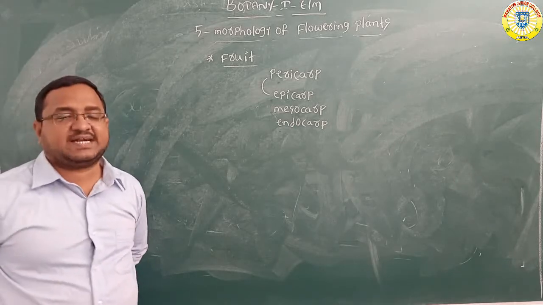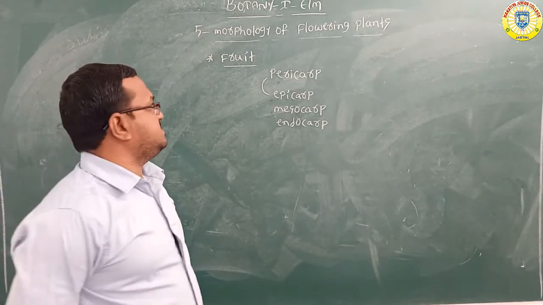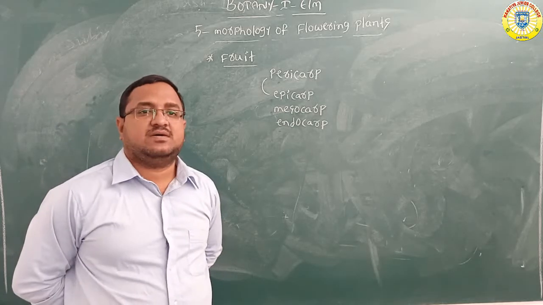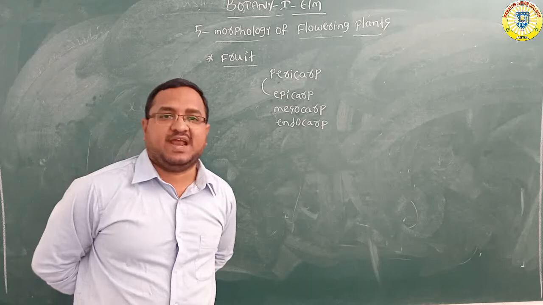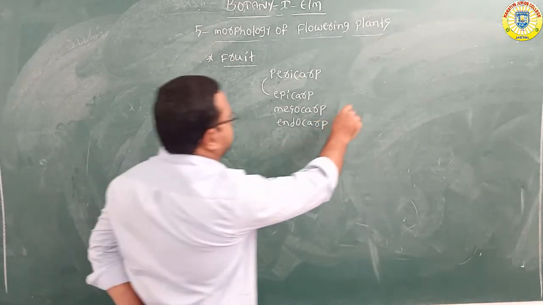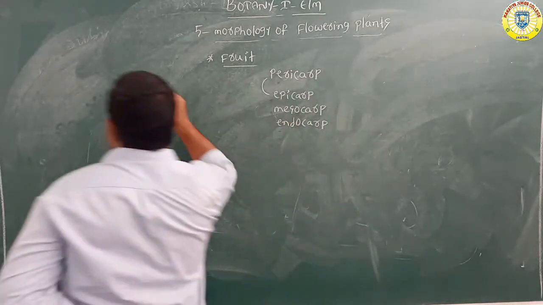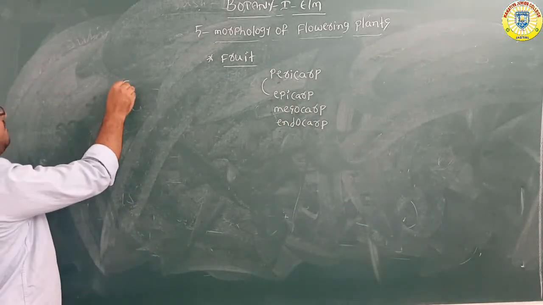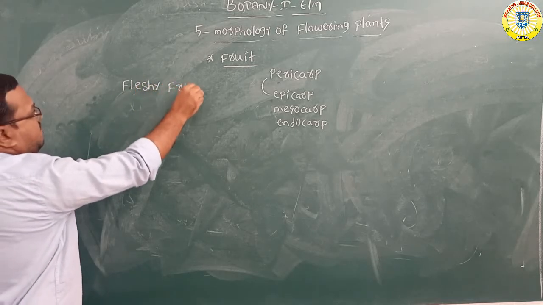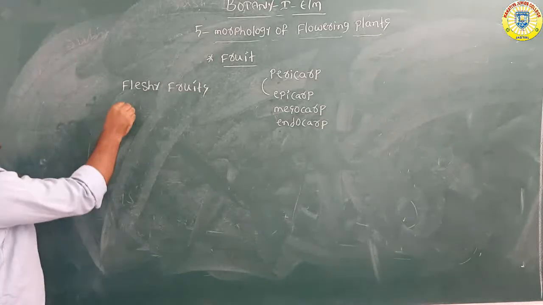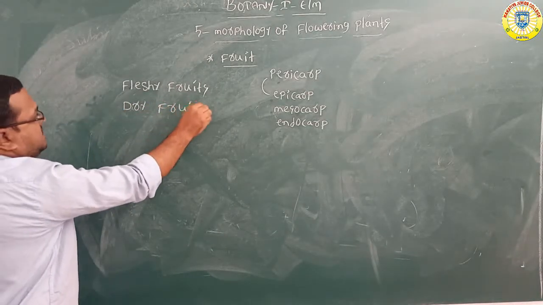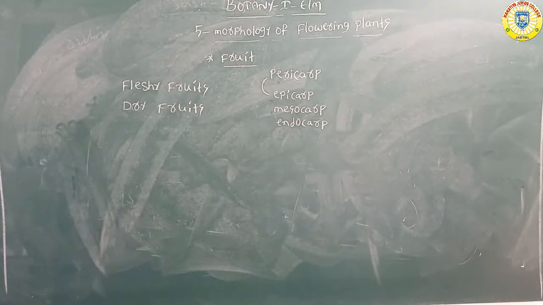Based on the character of the pericarp, fruits are mainly divided into two types. The first one is fleshy fruits and the second is dry fruits.